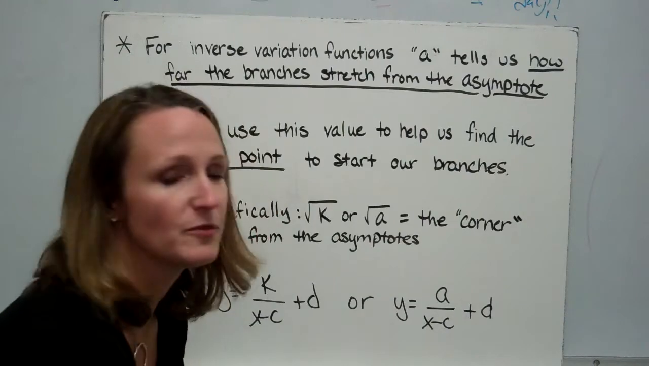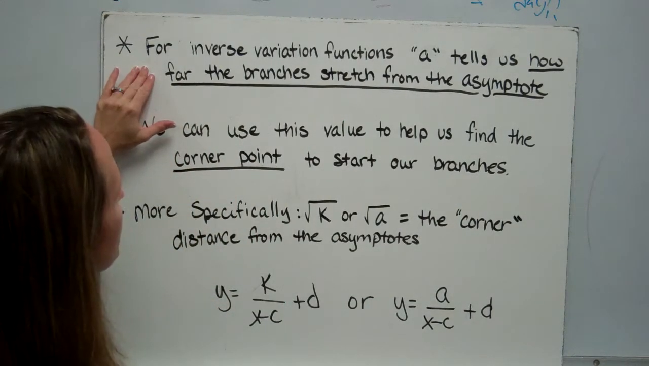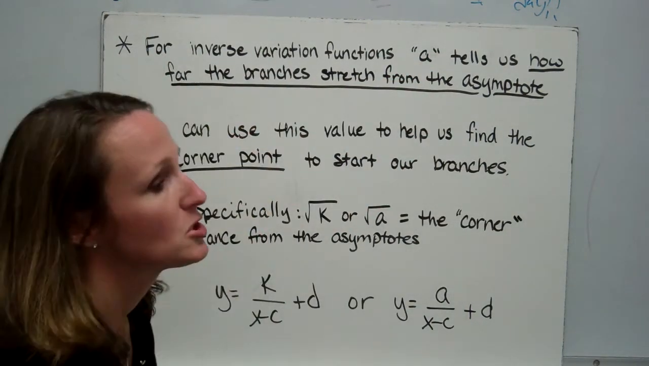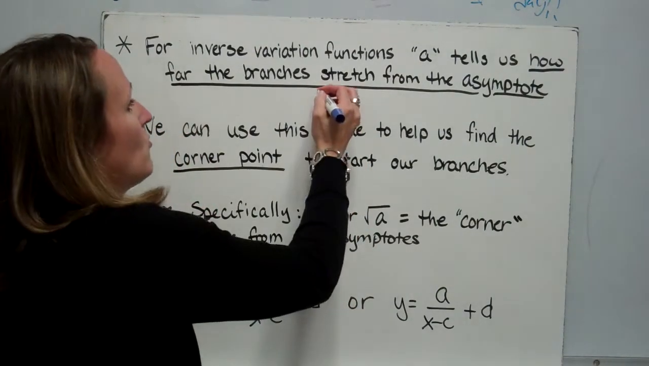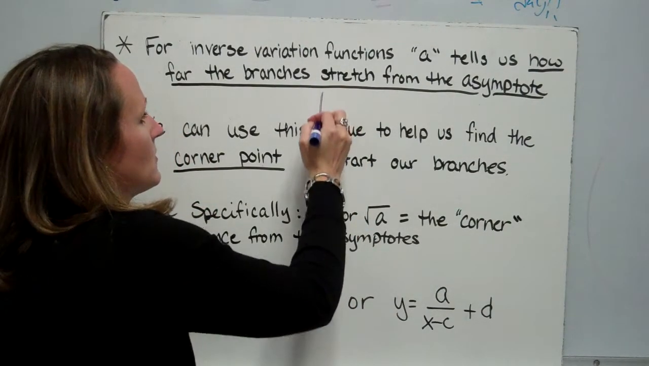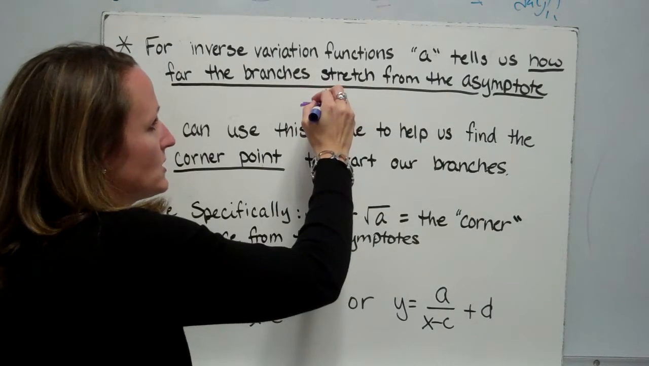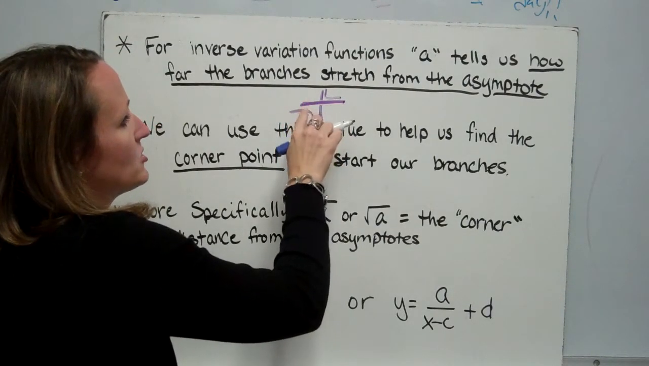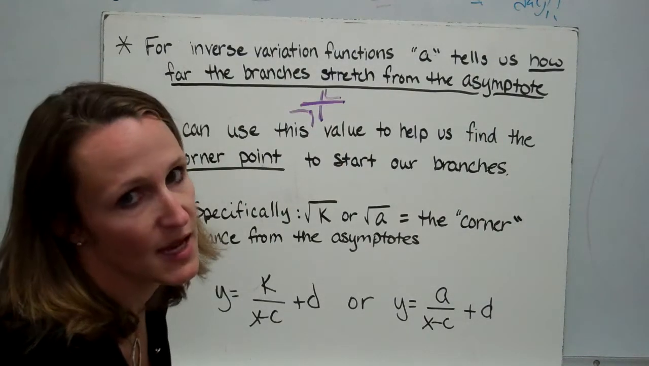Okay, a little more information and then we're actually going to graph some. So for inverse variation functions, the A tells us how far the branches stretch from the asymptote. In other words, when you graph, the A tells you are you really, really close or are you far out? So that A tells you where your point is. This point's called a corner. That's what the A is going to tell you.